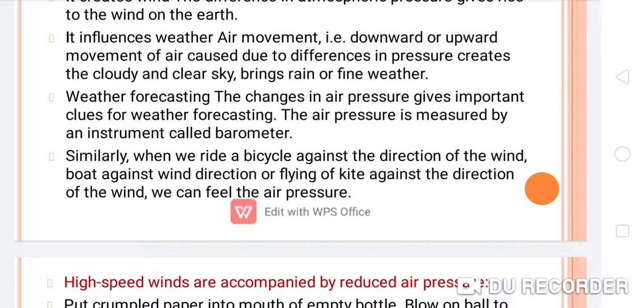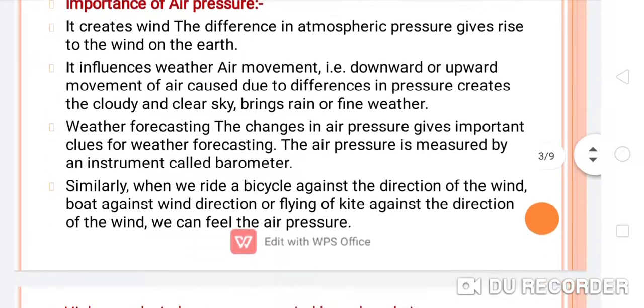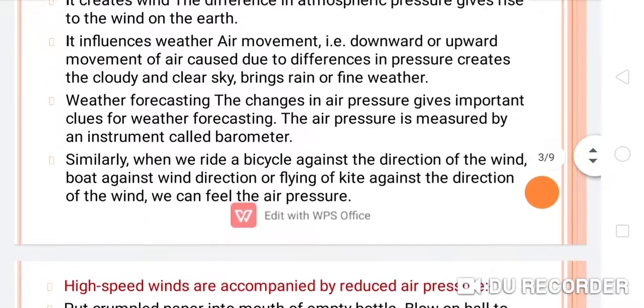Similarly, when we ride a bicycle against the direction of the wind, row a boat against the wind direction, or fly a kite against the direction of the wind, we can feel the air pressure. So these all are the importance of the air pressure.